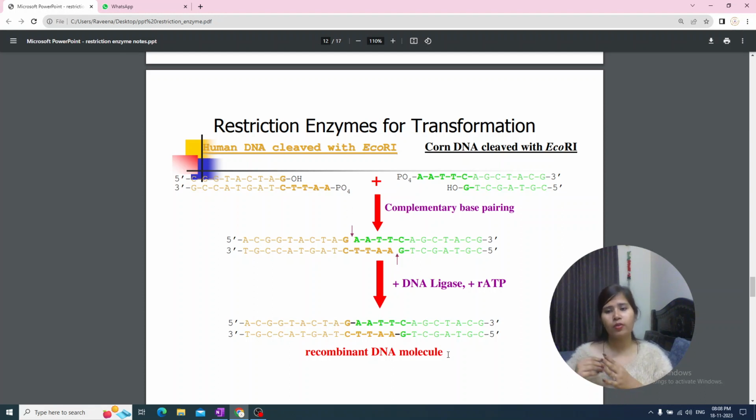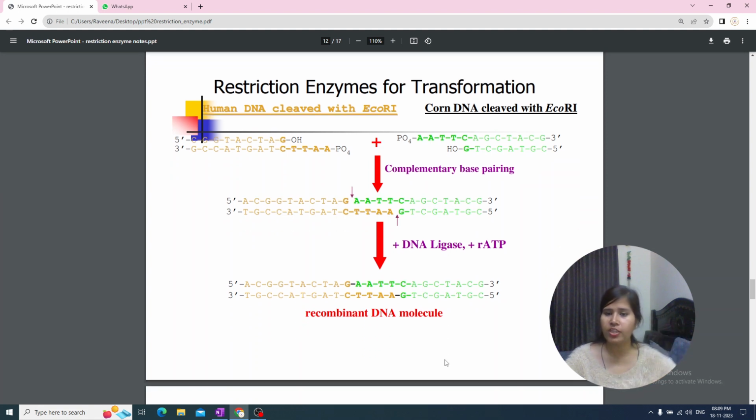The host will produce a lot of copies of this product. And now, after removing this product, we can amplify it with PCR, and to obtain the desired gene segment, we can use gel electrophoresis. All those techniques will be discussed in the later, upcoming videos.